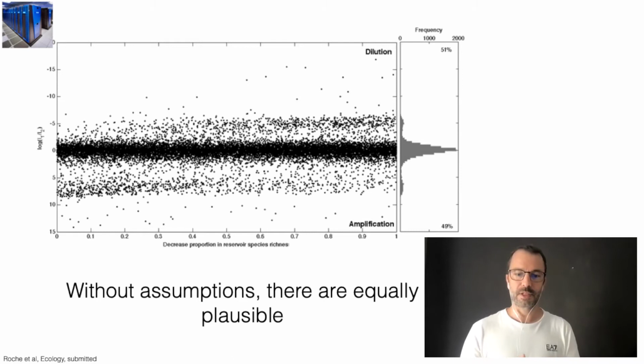What we did is we tried to quantify this relationship between species richness and prevalence in vector populations. If the slope of this relationship is positive, it means that we have an amplification. If it's negative, it means that we have a dilution. We assume nothing in this model. Everything is randomly determined, and we explore that through a method called Latin hypercube sampling. The good point is that without any kind of assumption, dilution and amplification effects are equally plausible, meaning that we have no bias in our model.